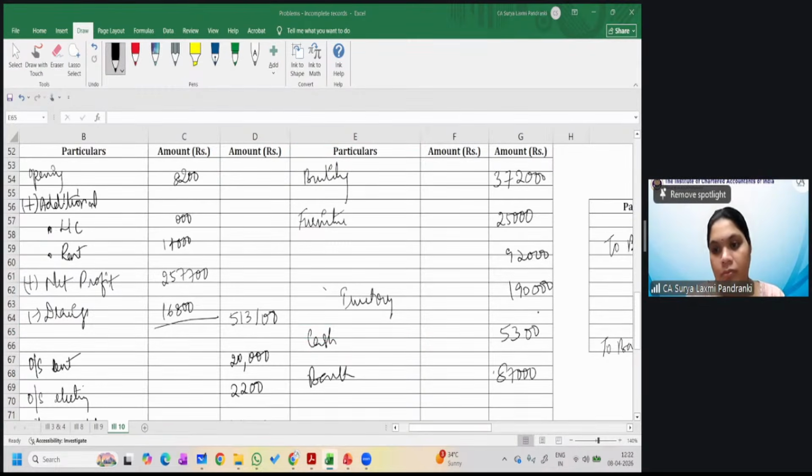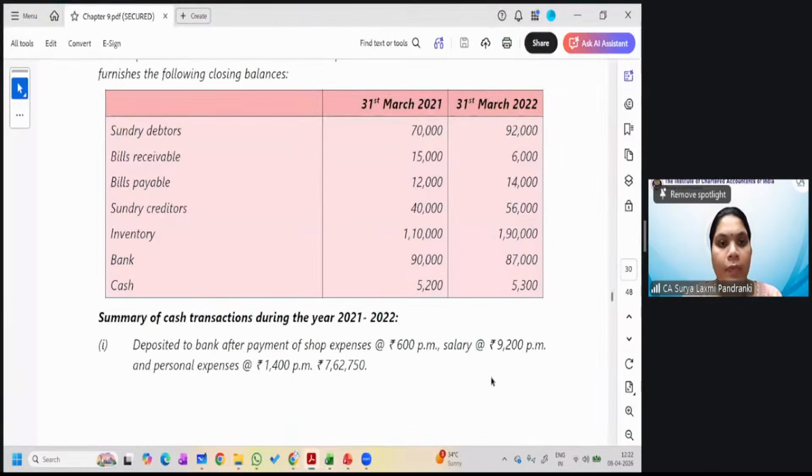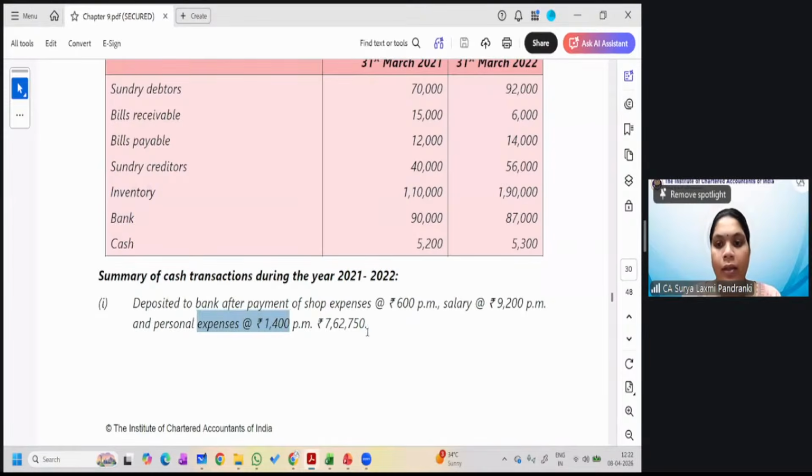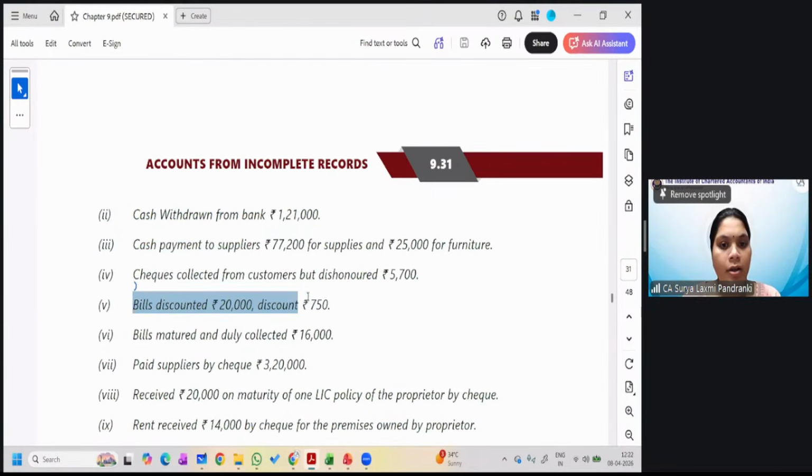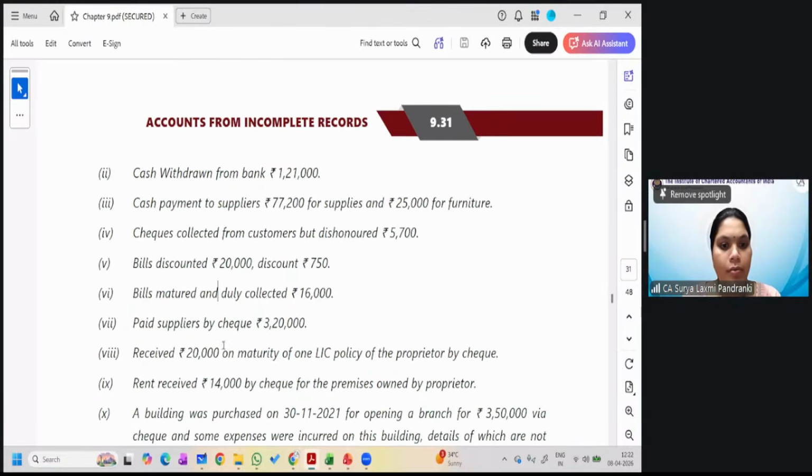And ma'am, bills receivable also. Bills receivable, yeah. How much is that? 6,000. So where is this question? Debtors done, receivables, payables, creditors, inventory, bank, cash. We have written all of them. Then this is done. This is done. Did we miss anything? This discount, bills matured.